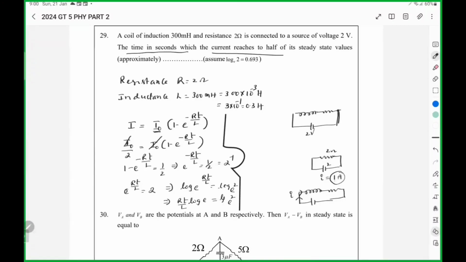Here log e, to the base e, is 1. So Rt by L is log 2 to the base e. T is L by R log 2 to the base e. L here is 0.3, R is 2, and log 2 to the base e is 0.693. Right.